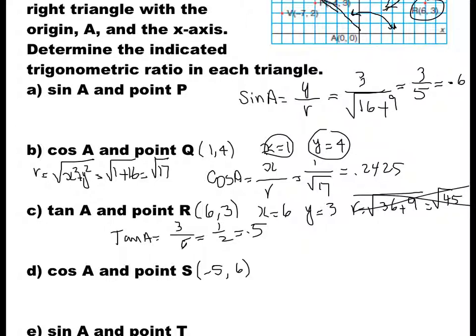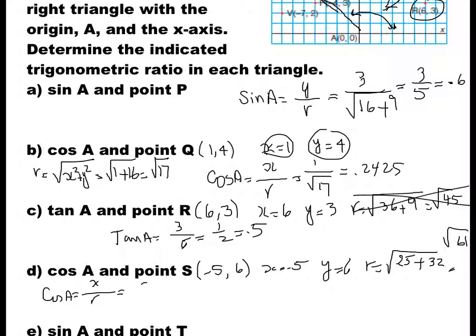Now, part D. We have point S, which has the coordinates (-5, 6). We are supposed to find cos A. I know that x is -5, y is 6, and r is the square root of x squared plus y squared. -5 squared is 25, and 6 squared is 36. So the answer is 61, so the square root of 61 is r. Now, by definition, cos A is x over r, which is -5 over the square root of 61. You can either leave it like that, or you can say negative 0.6402.